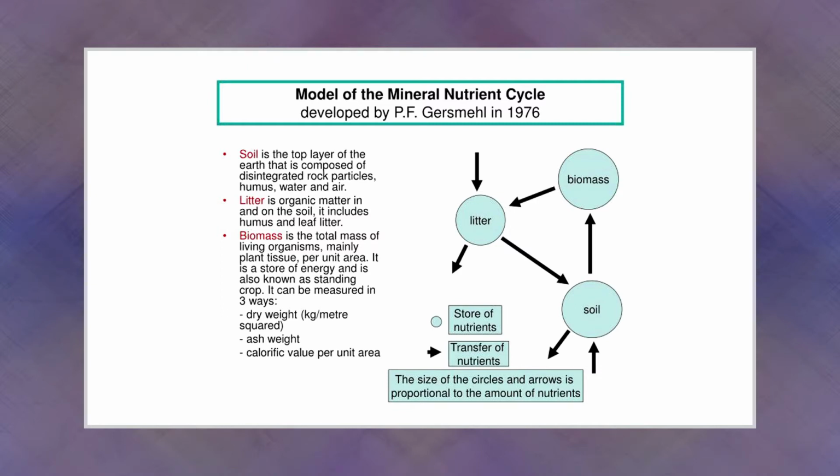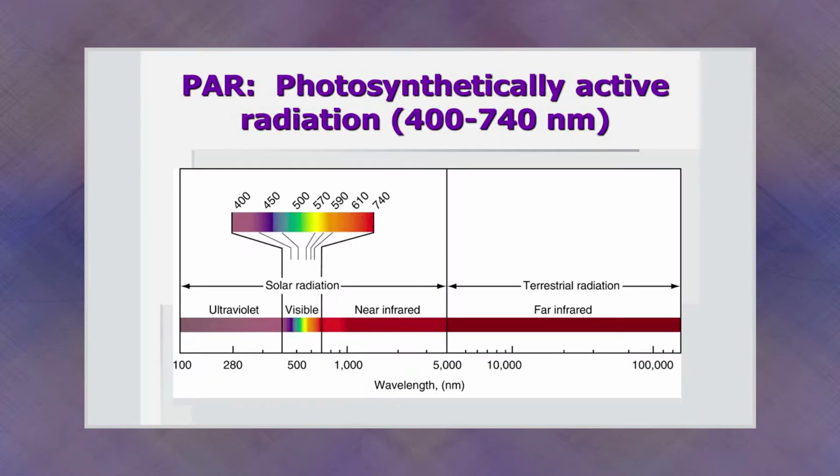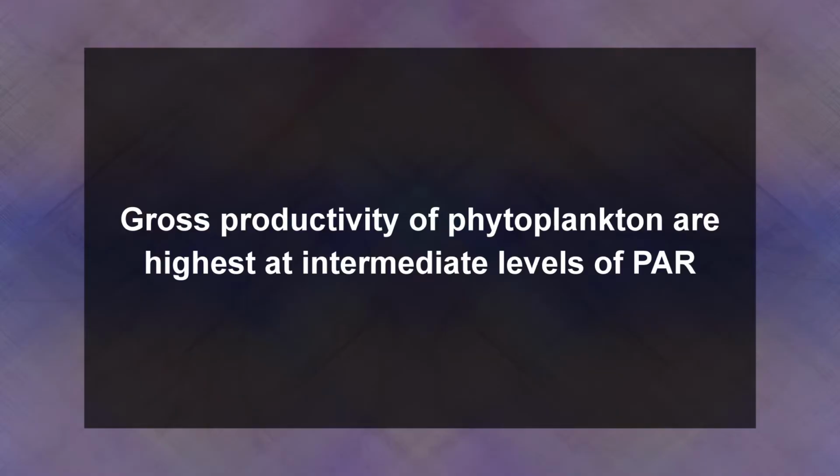As we already know that globe comprises of terrestrial ecosystem and aquatic ecosystems, and have already discussed factors affecting primary productivity in terrestrial ecosystem. Now let's have a look on factors affecting primary productivity in aquatic ecosystem. Since photosynthetically active radiation, PAR, declines exponentially with water depth, hence, the photosynthetic rate and subsequently the gross productivity of phytoplankton are highest at intermediate levels of PAR.